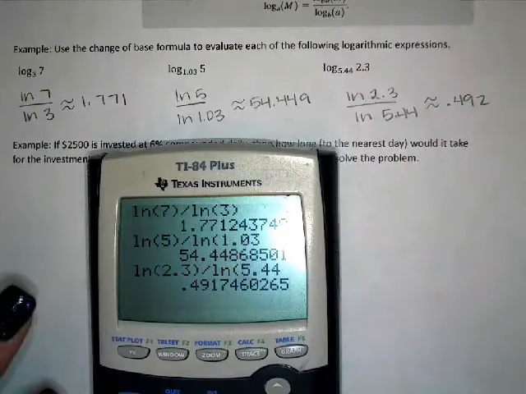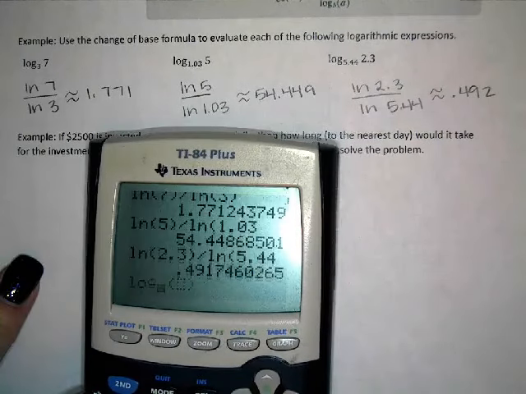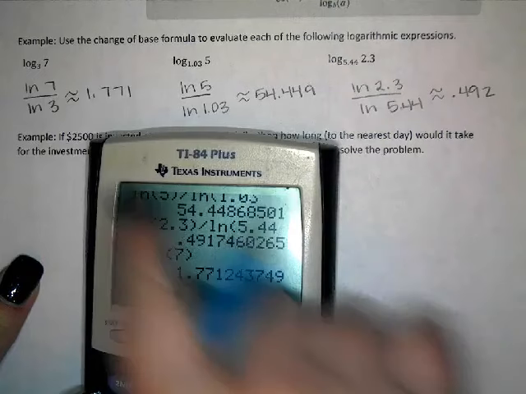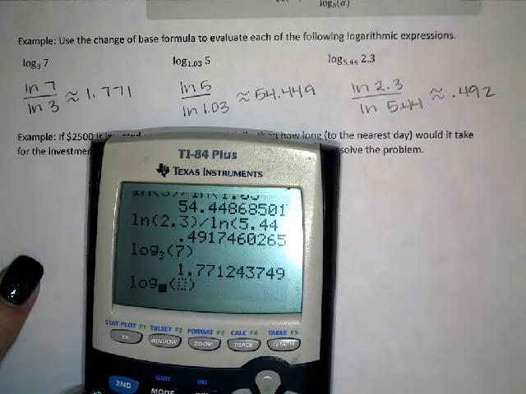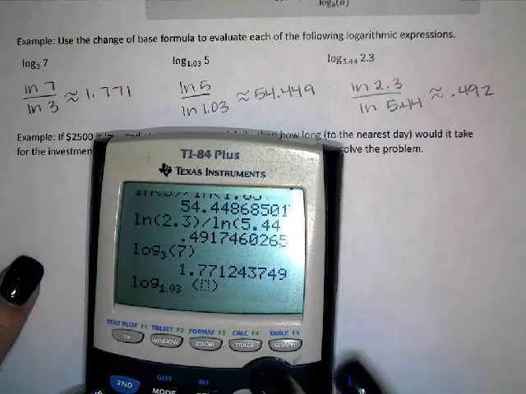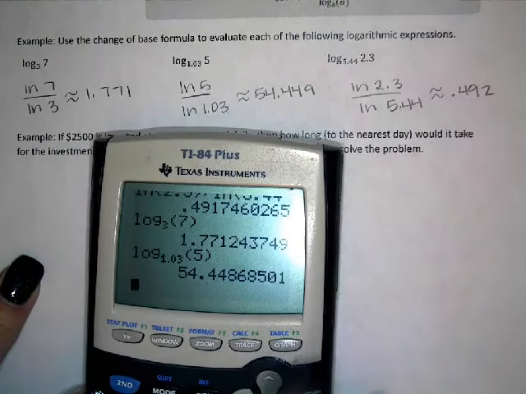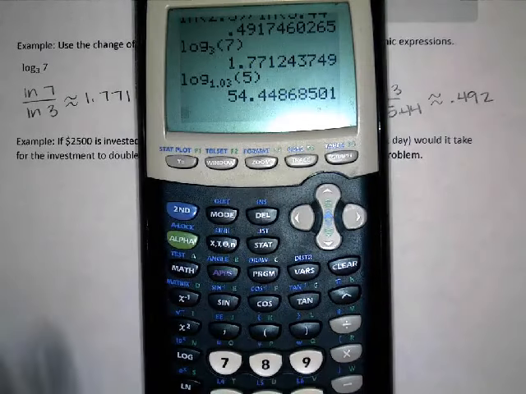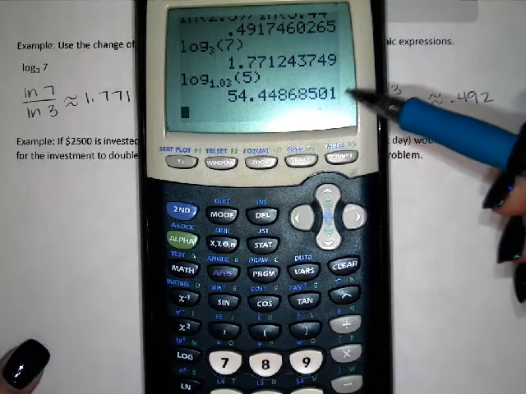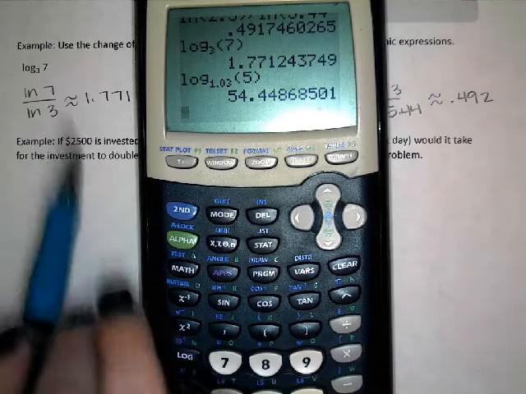So we could have said math up, log base 3 of 7, and we would have gotten 1.771. We could have said math up, log base 1.03 of 5, and we get the same decimal. But this is just another way of typing it. And it's nice because if you have an older version of this calculator, now you can actually plug in your logs and get the right answer.